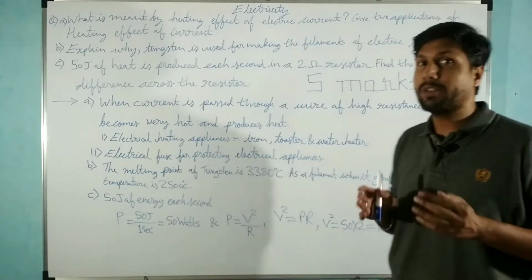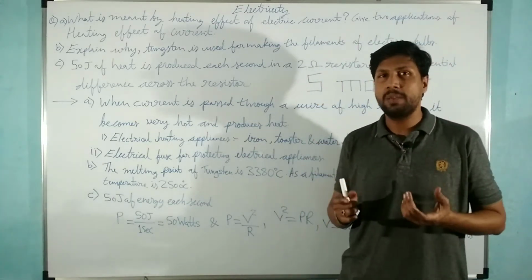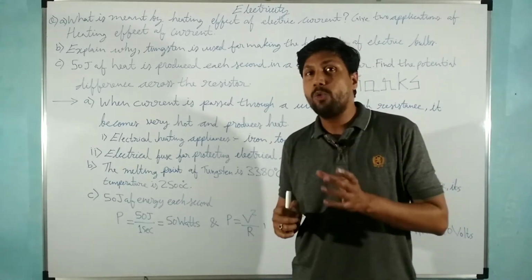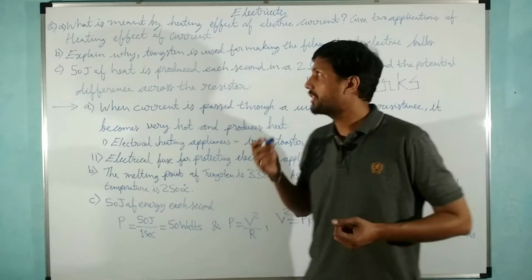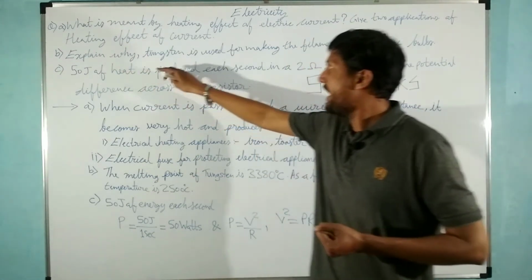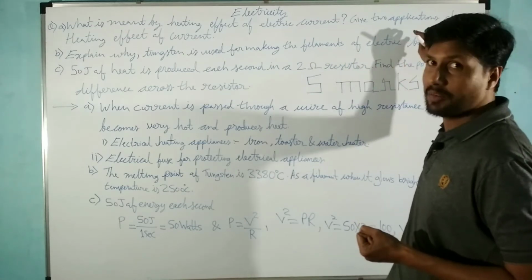So fuse protects the circuit, or wherever you place the fuse. That is the main part. So fuse always protects from high current. Okay. Now let's see what the second part is. Explain why tungsten is used for making the filaments of electric bulbs.